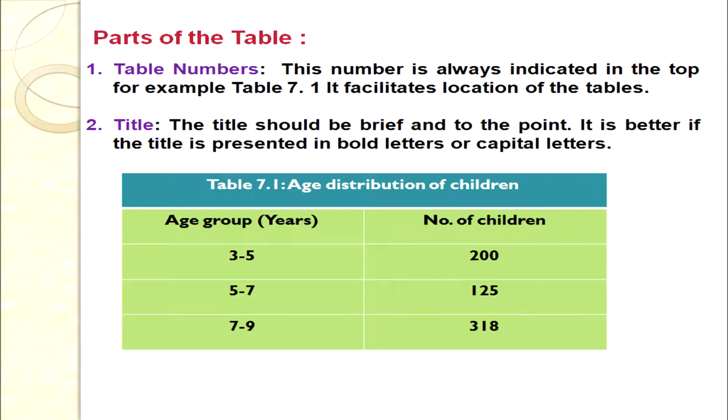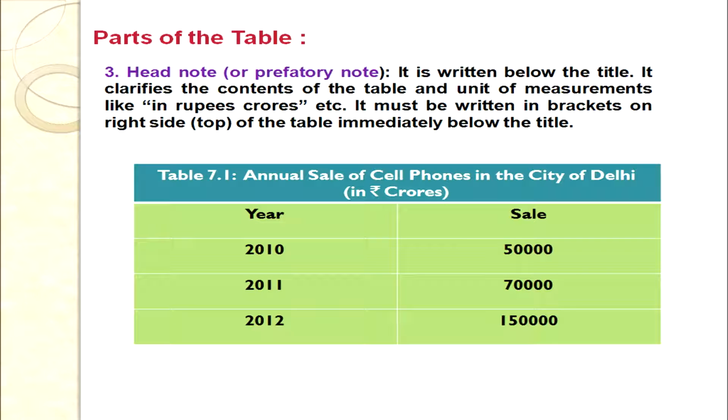Now, after this, we are going to discuss the head note. As you can see in the example, the head note is in brackets, in rupees crores. That means the head note is written just below the title. So, first we are talking about the location where to write the head note. First we write the table number, then the title, and then the head note. Head note will be just below the title and it will be in brackets.